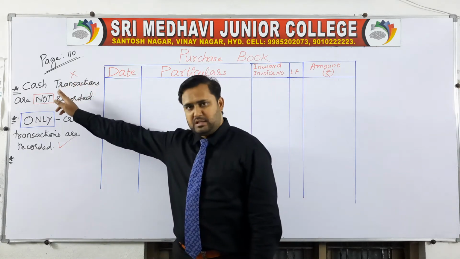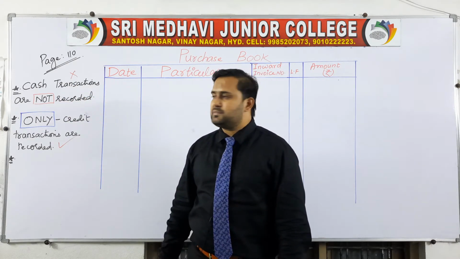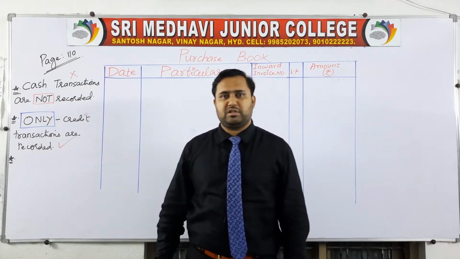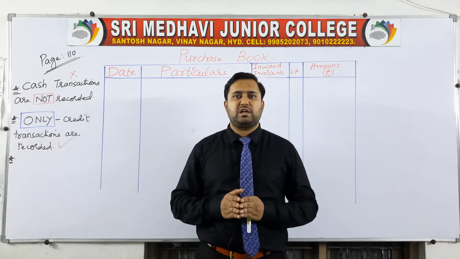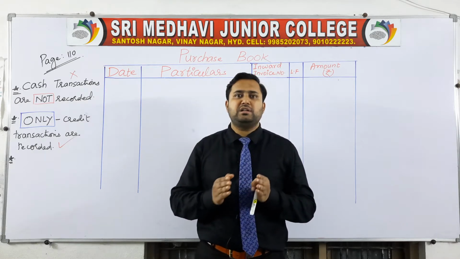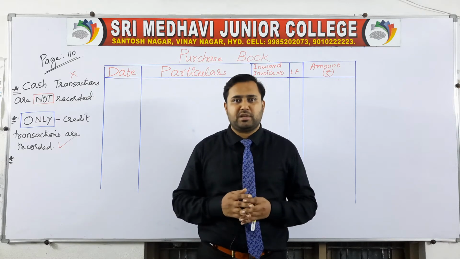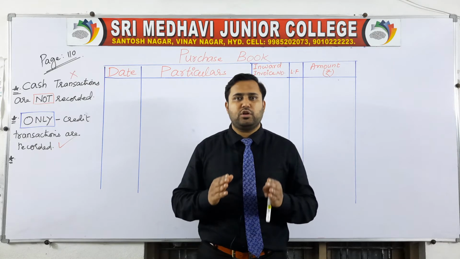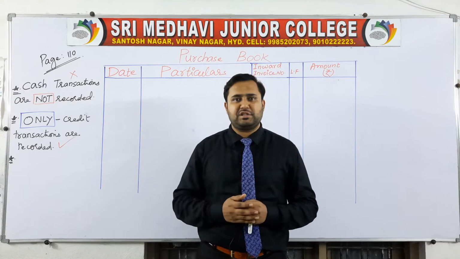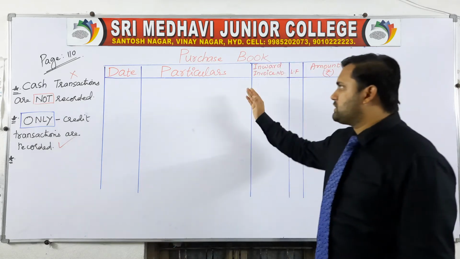Point number one is that cash transactions are not recorded in purchase book, and only credit transactions are going to be recorded in purchase book. Whenever cash transactions take place, those transactions are recorded in cash book, either in simple column cash book, double column cash book or triple column cash book. All the credit transactions related to purchases are recorded in purchase book.